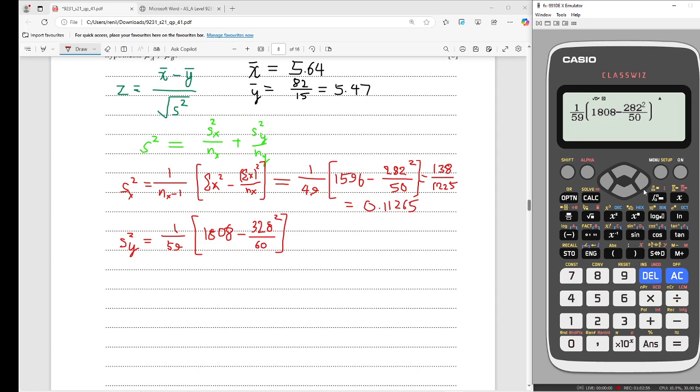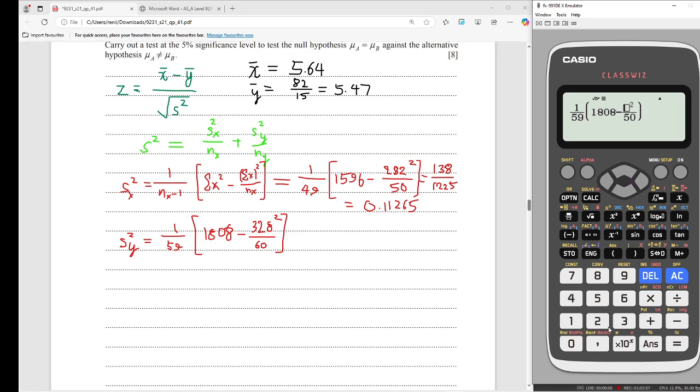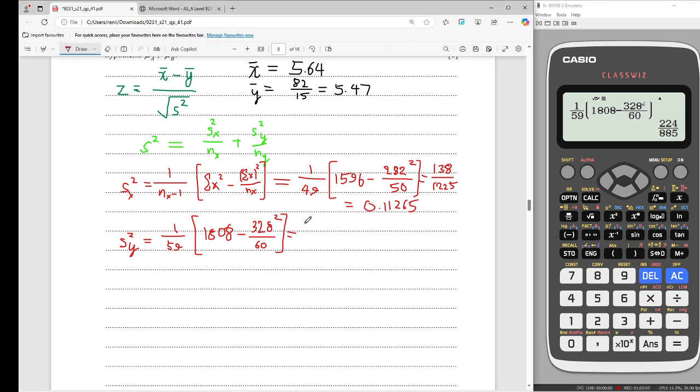Okay, minus 328 squared by 60, which is equal to 224 by 885. So 224 by 885, which is equal to 0.25311. Okay, we found our S2 of y as well.